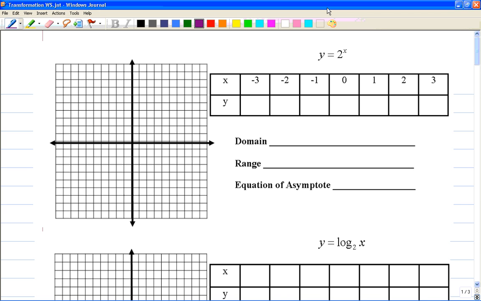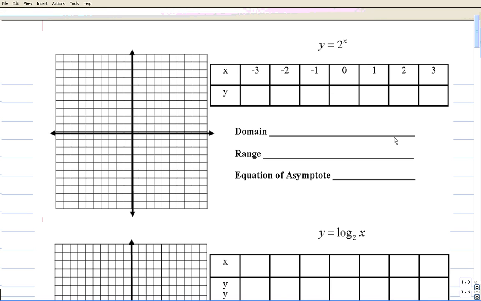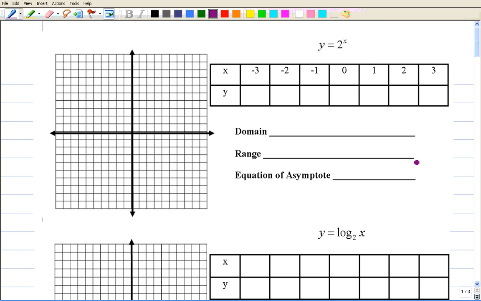Transforming exponential and logarithmic functions. Before we start applying transformations, let's go ahead and look at the parent functions, or some of the parent functions, for exponential and logarithmic equations. Okay, on this first one we have y equals 2 to the x.